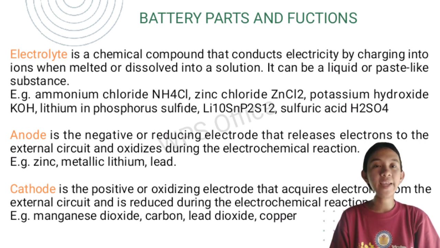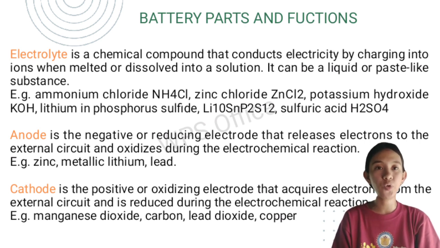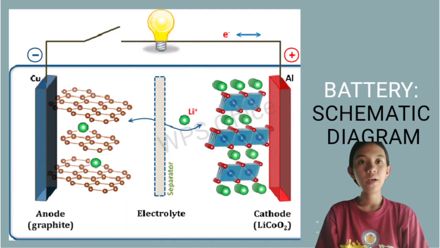Anode is the negative or reducing electrode that releases electrons to the external circuit and oxidizes during the electrochemical reaction. Examples: zinc, metallic lithium, and lead. Cathode is the positive or oxidizing electrode that acquires electrons from the external circuit and is reduced during the electrochemical reaction. Examples: manganese dioxide, carbon, lead dioxide, and copper.